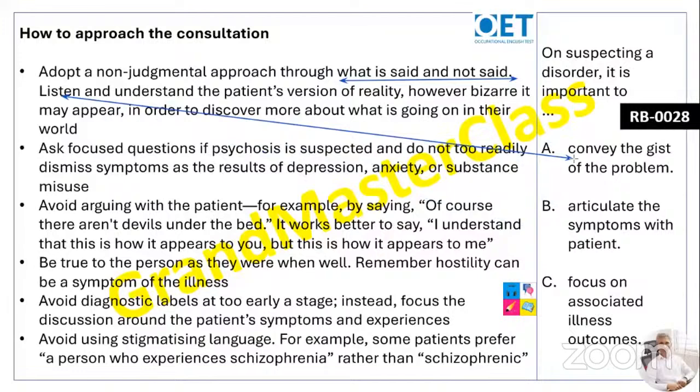You are just passing on the information. Convey means pass on the information. Do you know convey means pass on the information? If you don't know the meanings of the words, it is very difficult. So convey the gist means you are not listening. You are just passing on the information, what you think the problem is, according to your knowledge. You are not listening to him. You are not understanding the patient's version of reality. That's all. You don't want to listen to the patient's version of reality.